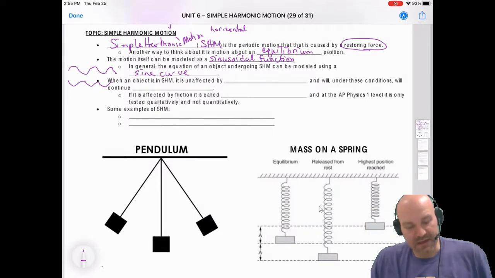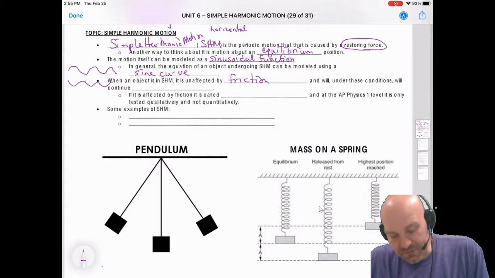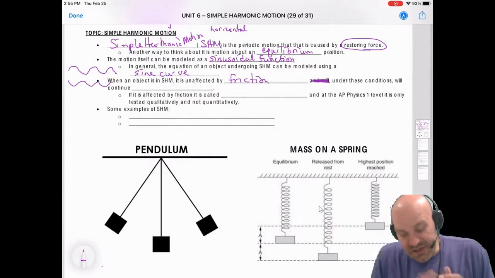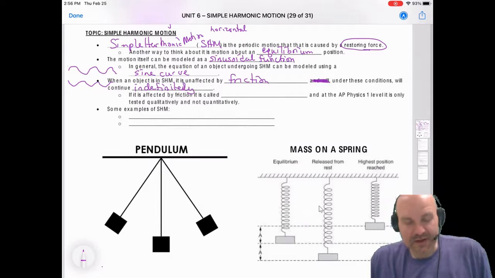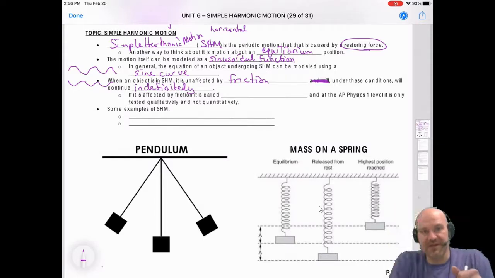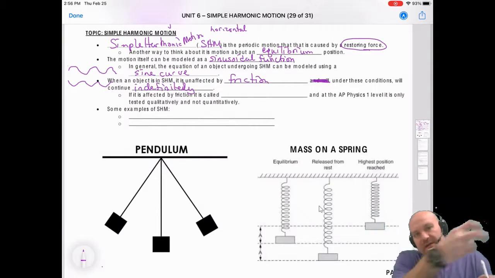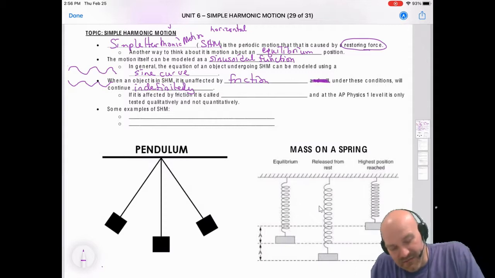So when an object in simple harmonic motion is unaffected by friction, under these conditions, it will continue indefinitely. So the reason why, again, in physics one, we assume ideal conditions, so that spring is going to keep going up and down, or that pendulum is going to keep going back and forth. Okay. If it does get affected by friction, it's what we call a damped harmonic oscillator or damped harmonic motion.